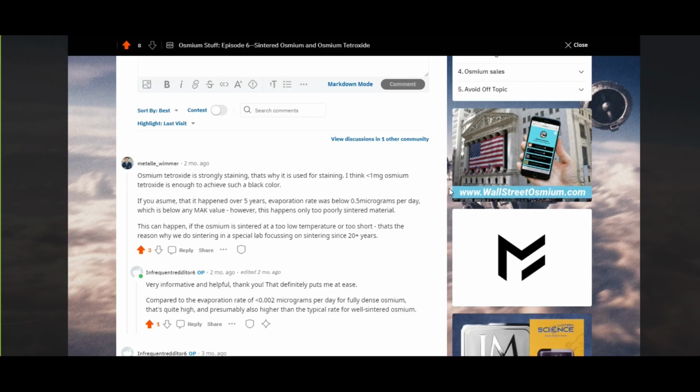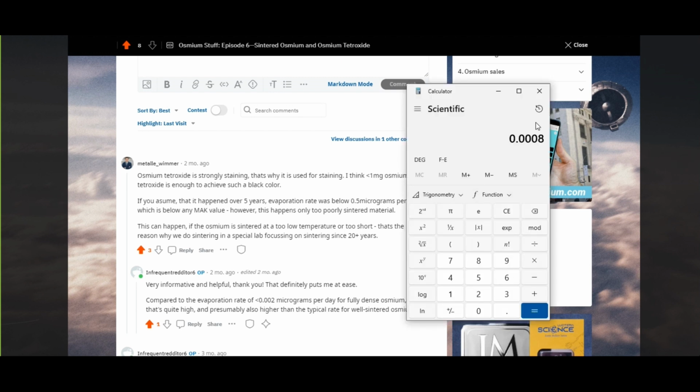Okay, so if we take a journey back in time, about 2 months ago, to when that person posted that photo of his osmium ingot that had oxidized in the container over 5 years. Now, Mattel Weimer responded by saying that he speculated, based on certain calculations I'm sure, that the oxidation rate was below 0.5 micrograms per day. Ooh, that's kind of a lot compared to fully dense osmium.